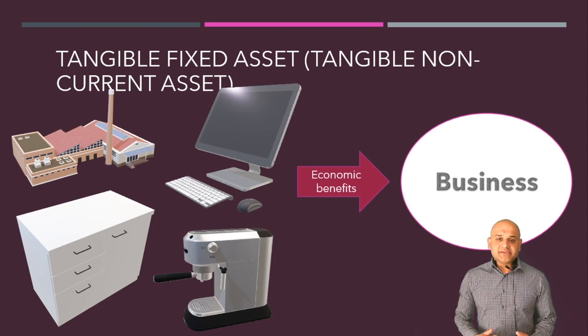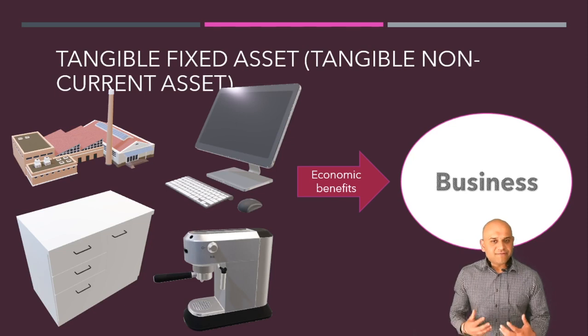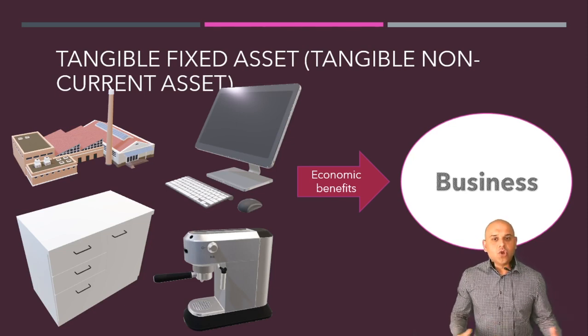So let's focus on the term tangible fixed assets. A tangible fixed asset, which is also known as a non-current asset, like property, plant, equipment. This type of asset is acquired by businesses with a view of using them in the business for the long term. For example, a business may purchase a property for long-term use. It might be used as a factory, an administrative building, or even a warehouse.